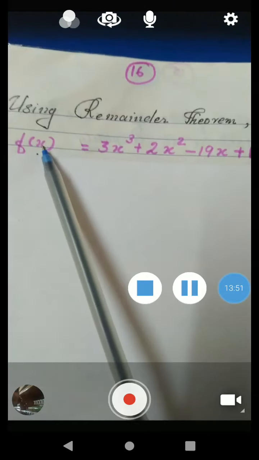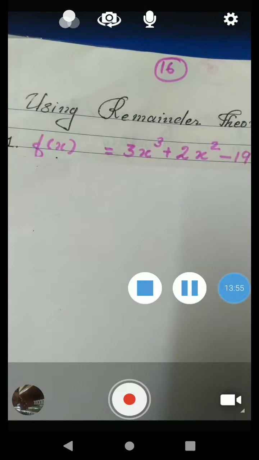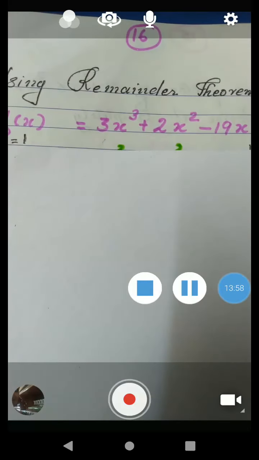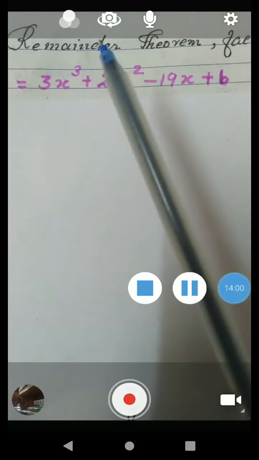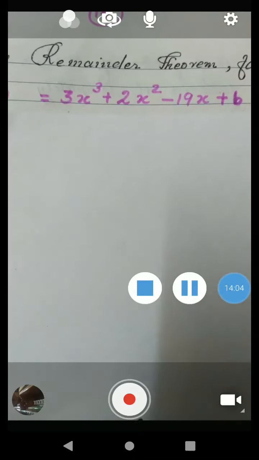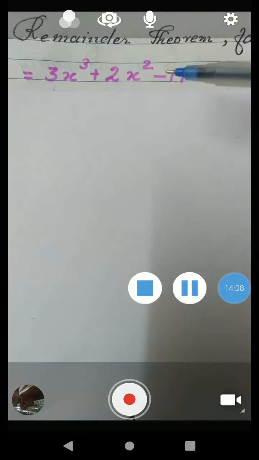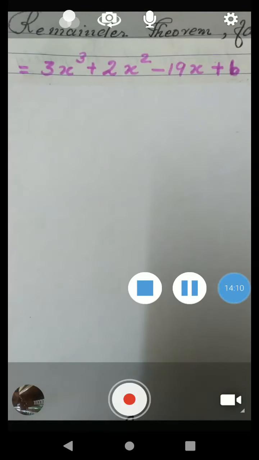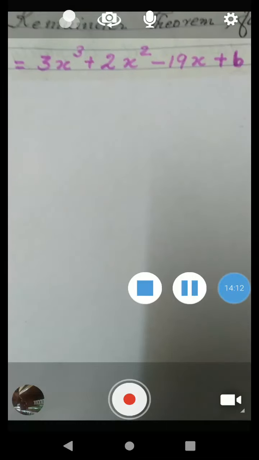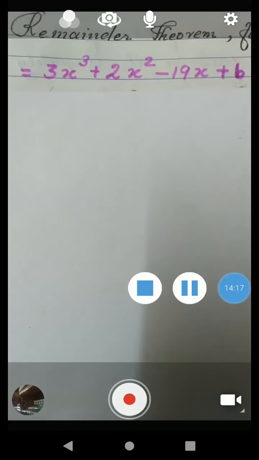Let fx be this expression. Fx is equal to 3x cube plus 2x square minus 19x plus 6. Anyway, we want to find a factor of this expression. After that, we can factorize it completely. How can we find a factor of this expression?